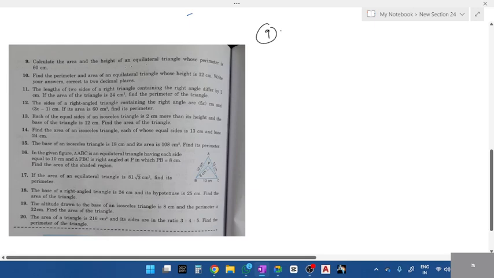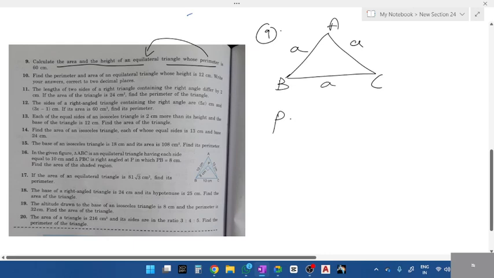Okay, ninth question. What is given here? Calculate what? What is this 60 given? It's not an easy question, students. We have to find the perimeter. Calculate the height of the equilateral triangle. So this 60 is the perimeter of which triangle? Equilateral. All three sides, what do we take?